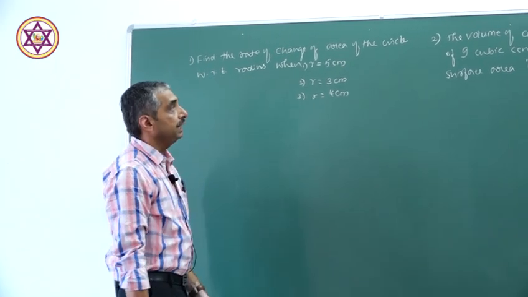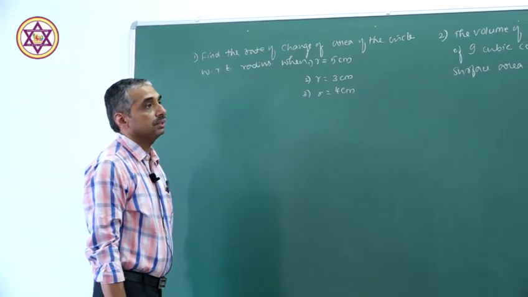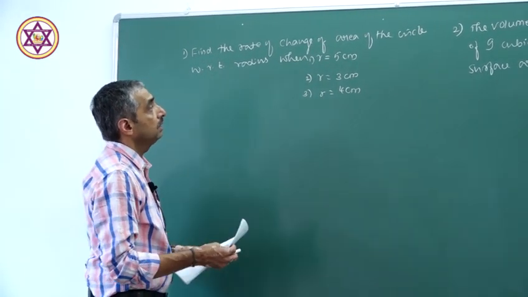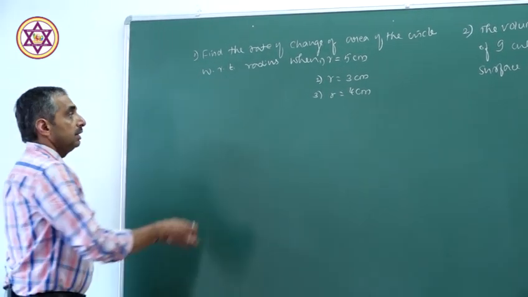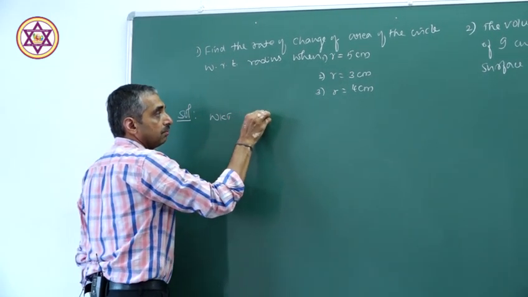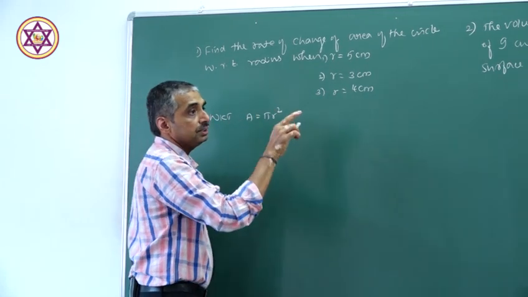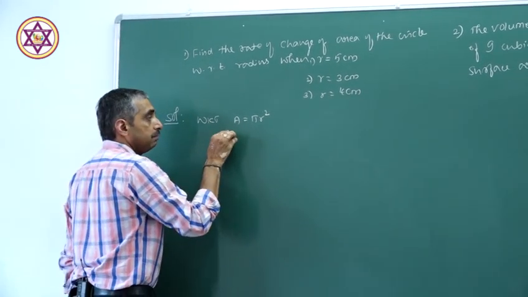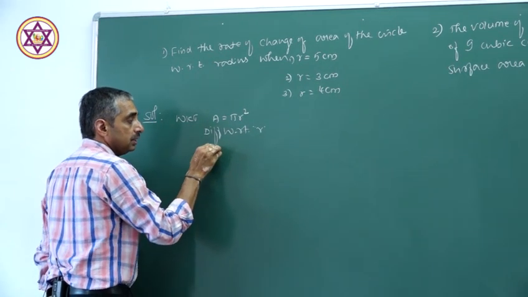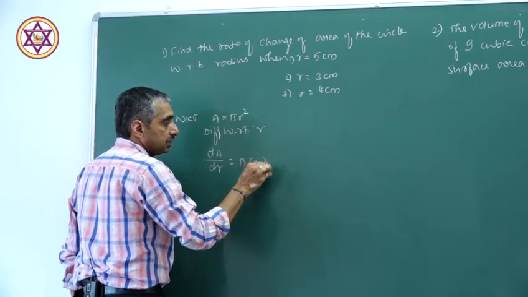Find the rate of change of area of the circle with respect to the radius in 3 different cases, when the radius is 5 centimeter, 3 centimeter and 4 centimeter. The solution here: we know that the area of the circle is given by pi r square. Here we want the rate of change of area with respect to radius, so we differentiate with respect to r. That is dA by dr is equal to pi, a constant, times the differentiation of r square with respect to r.